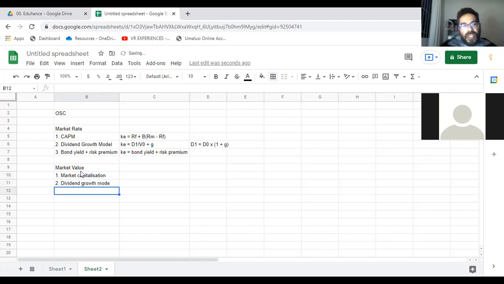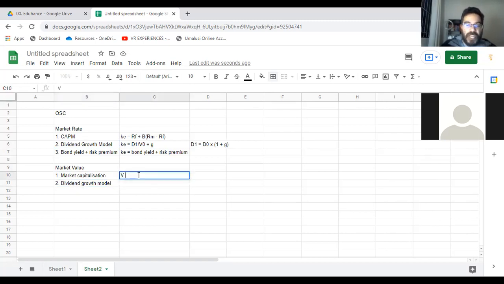A point to note: if you are using the dividend growth model to calculate market rate, then you can't use the dividend growth model to calculate market value. And vice versa, if you're calculating market value using the dividend growth model, then you can't use the dividend growth model to calculate market rate. I'll tell you why just now. So those are the two methods.